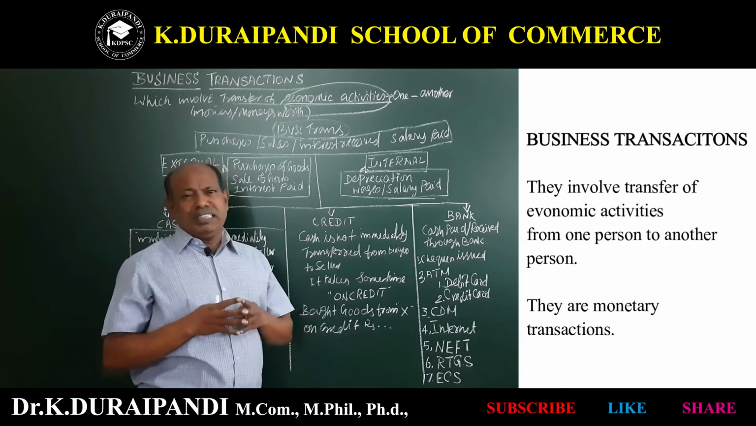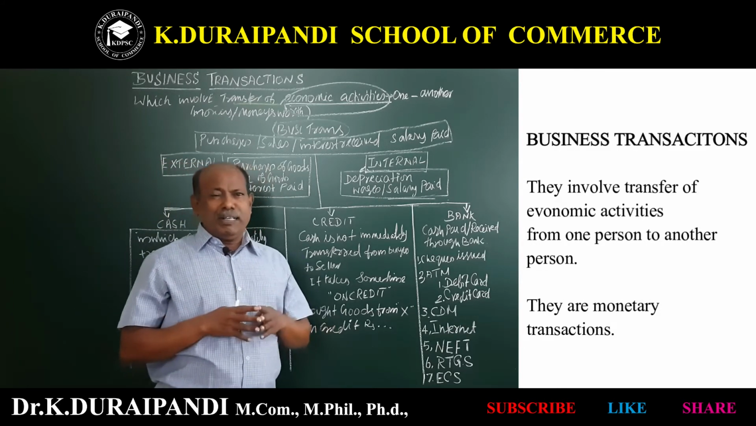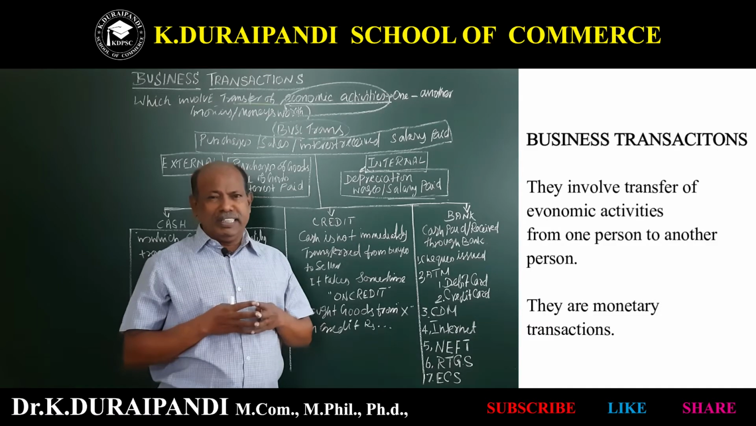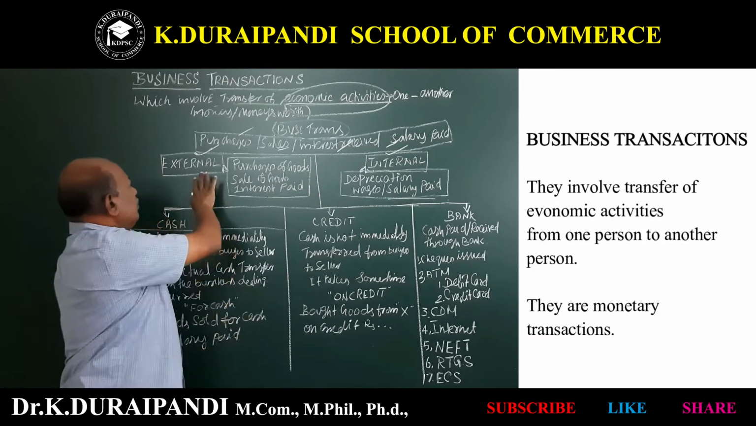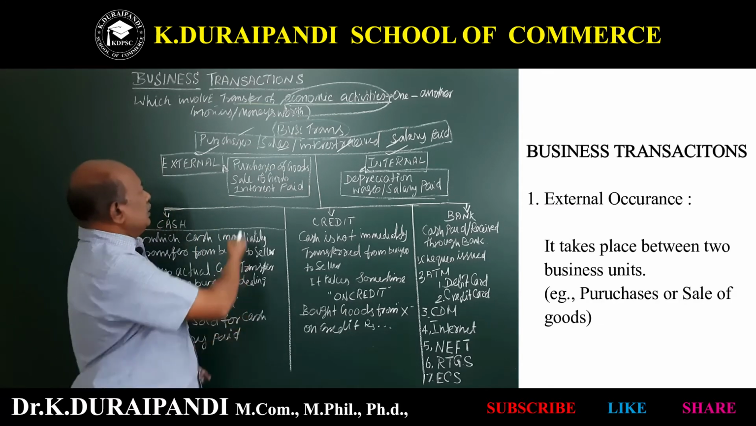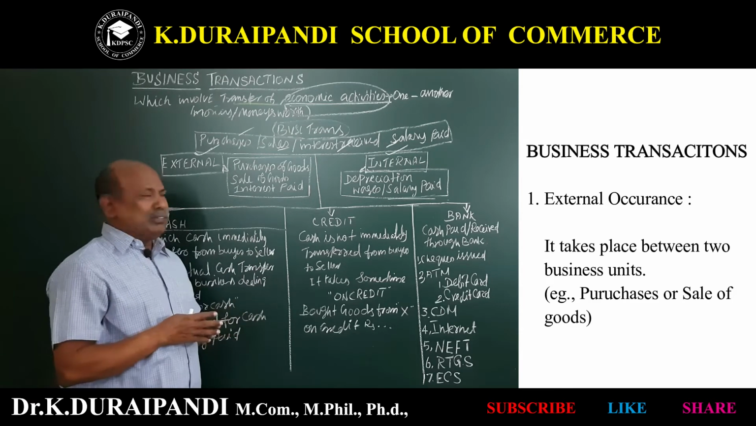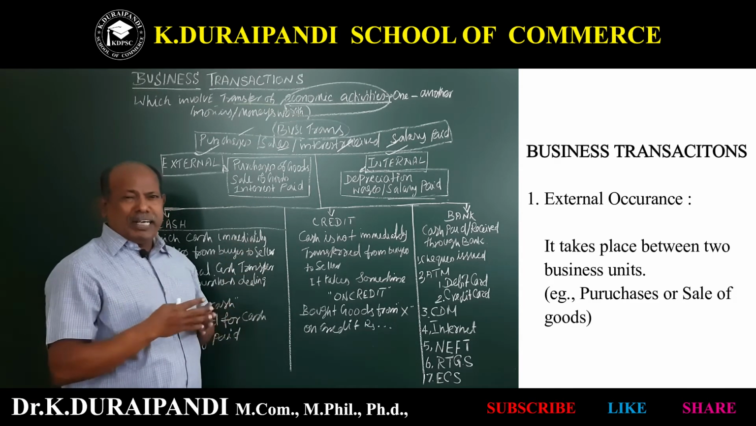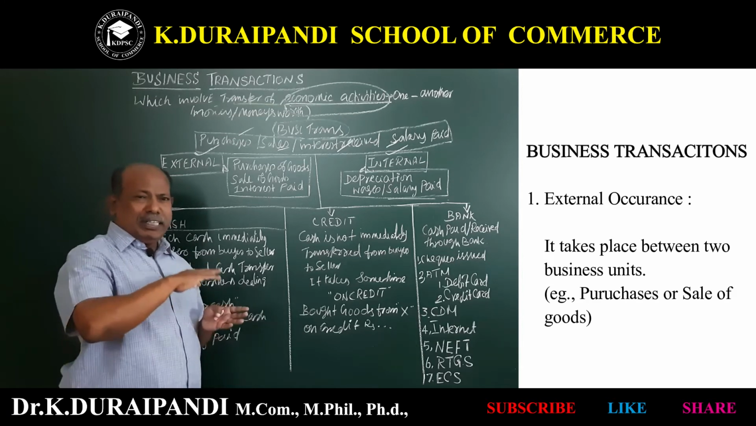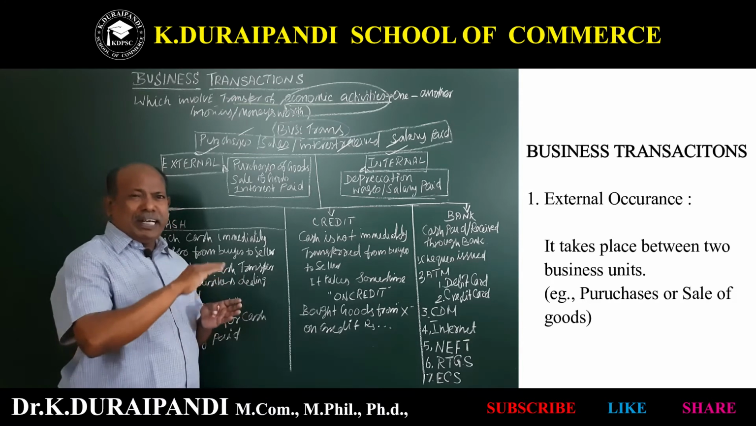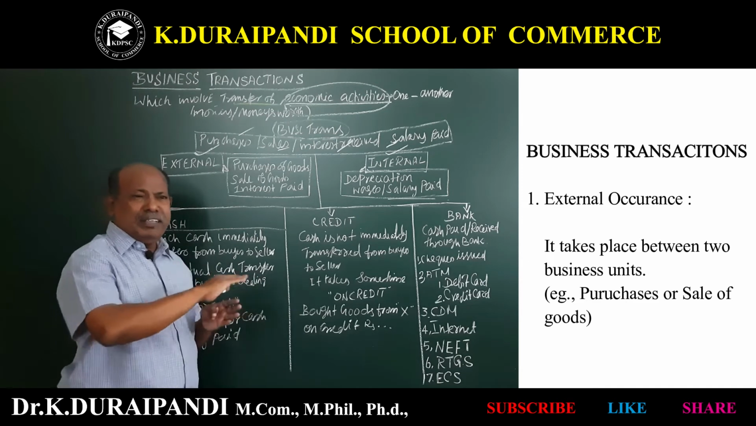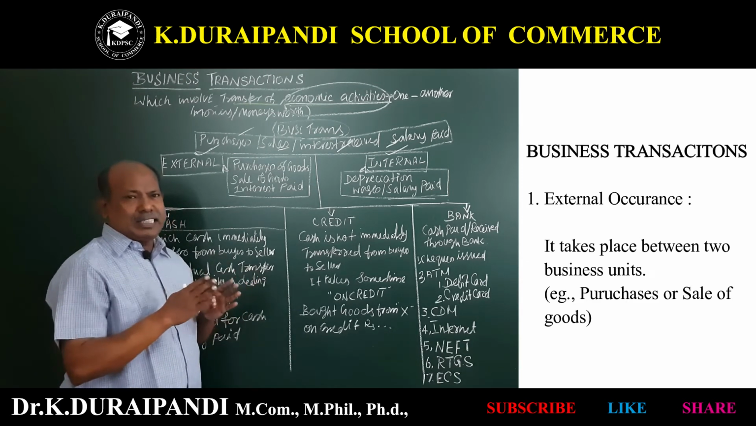Now, these business transactions are committed by every business unit in two ways, that is, externally as well as internally. What is external commitment? That is purchase of goods, sale of goods, interest paid to bankers or financial institutions. External means our business unit is committed with another business unit. It is dealing with another business unit. That is the external commitment or external occurrence.